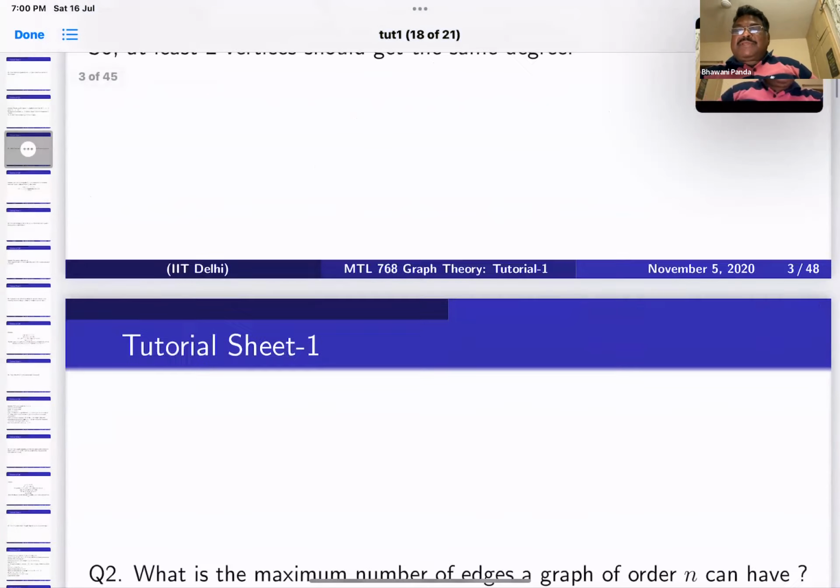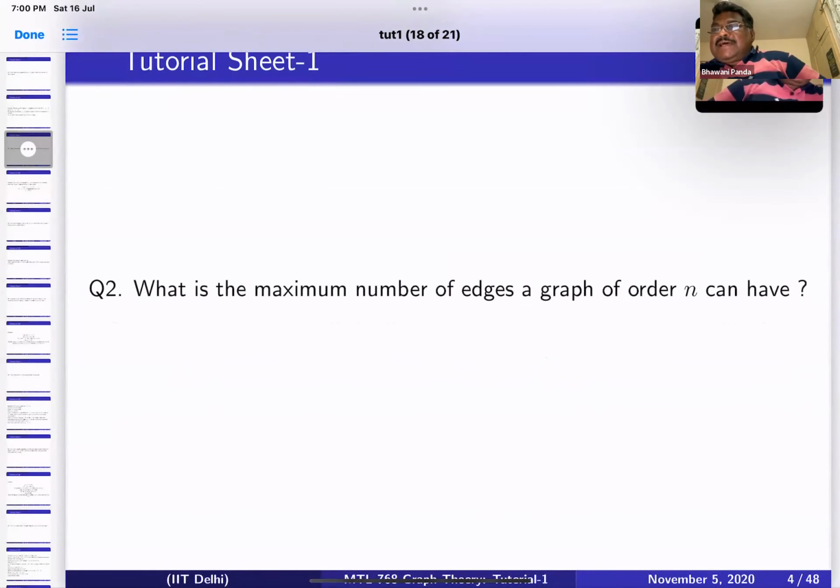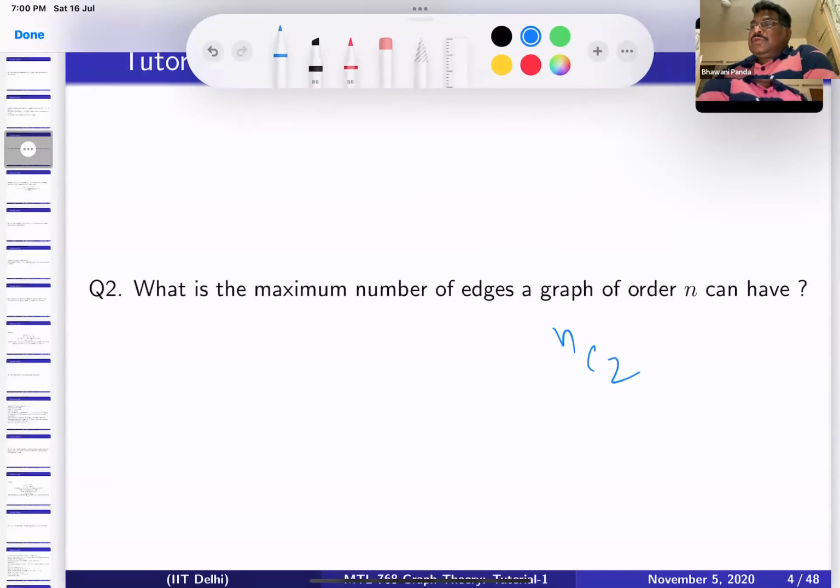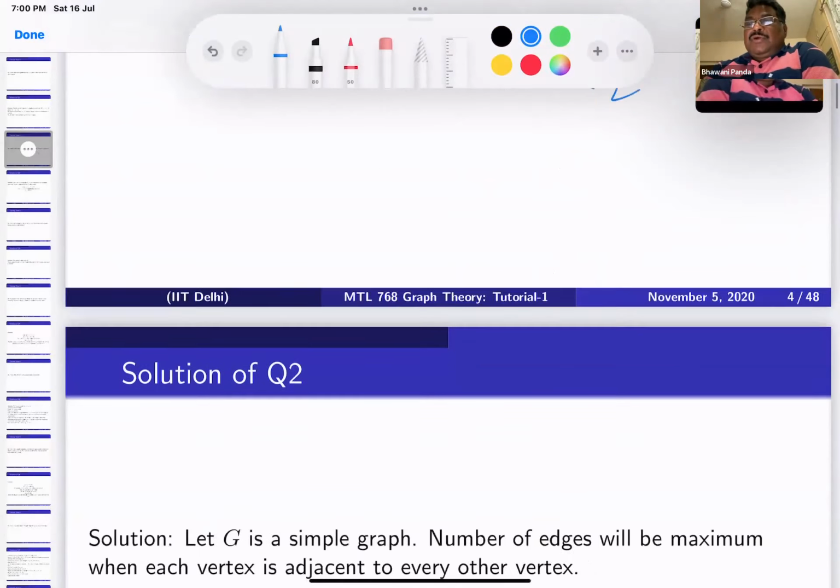What is the maximum number of edges of a graph of order n? At least the other participants should tell now, not just you. Sir, nC2. Very good. n choose 2. Right.